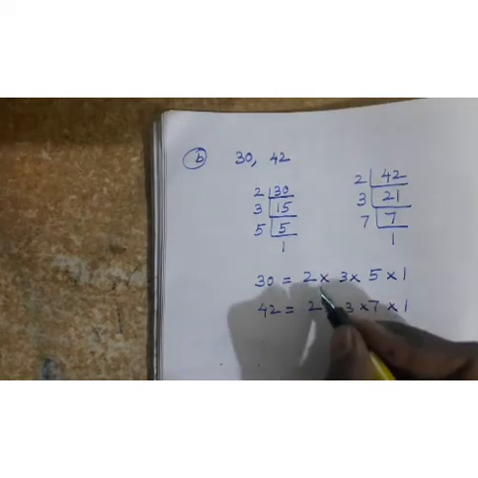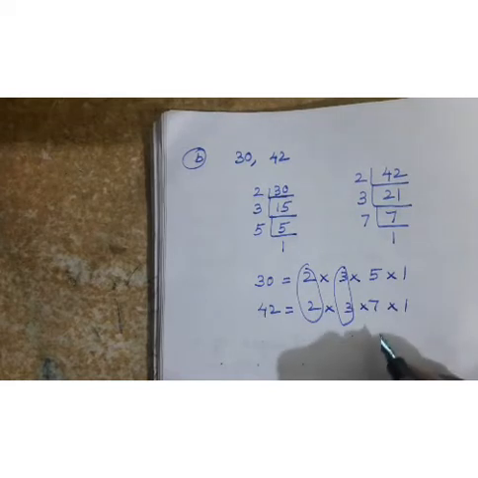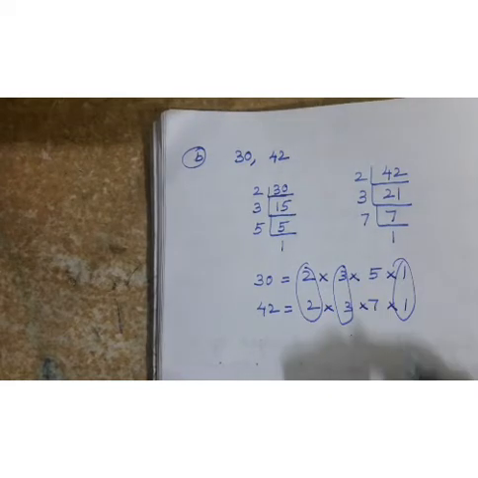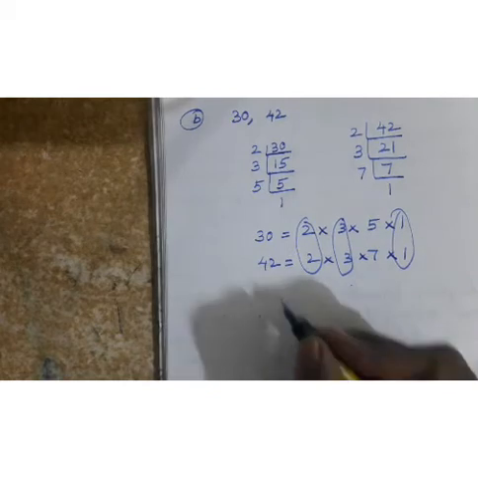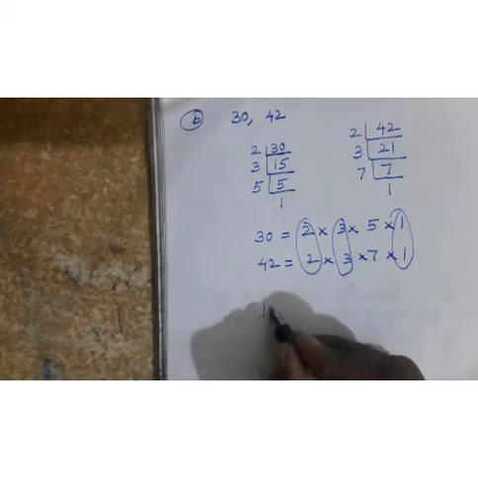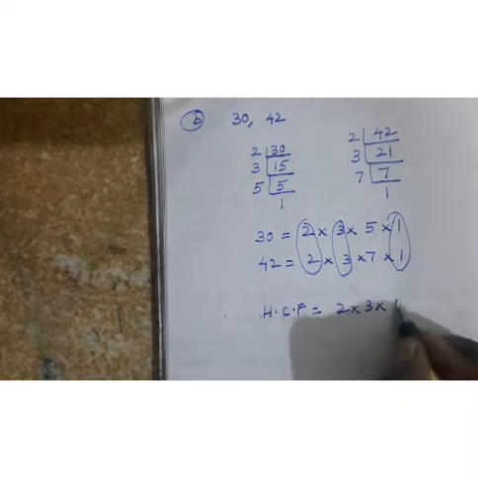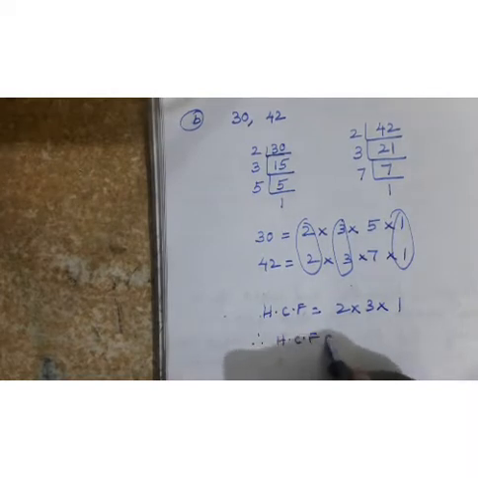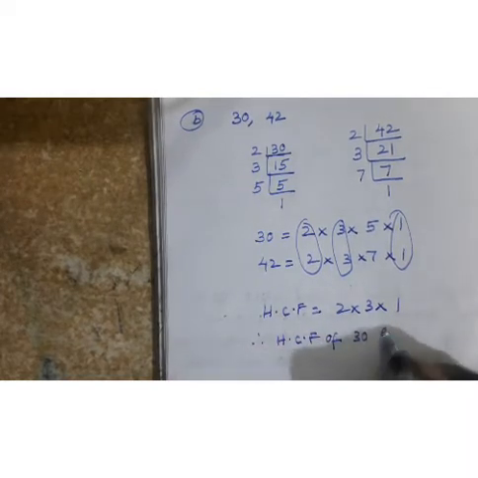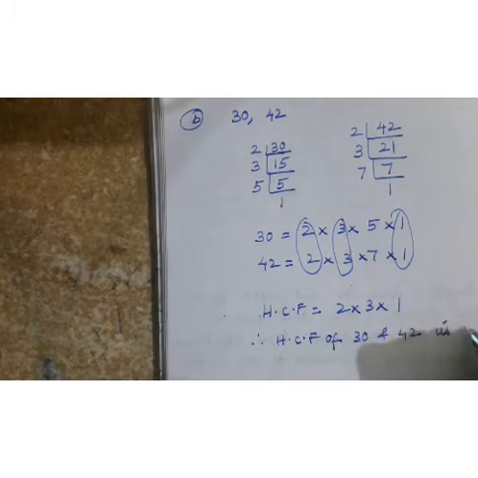Now circle the common factors. HCF is equal to the product of common factors of 30 and 42. 2 into 3 into 1. Therefore, HCF of 30 and 42 is 2 times 3 is 6, 6 times 1 is 6.